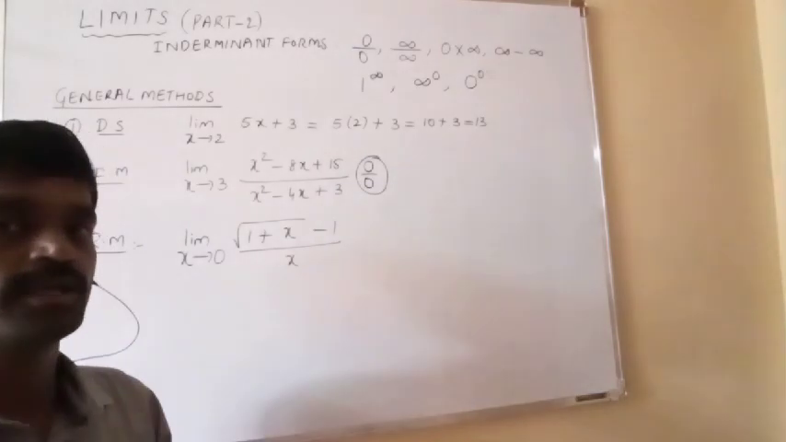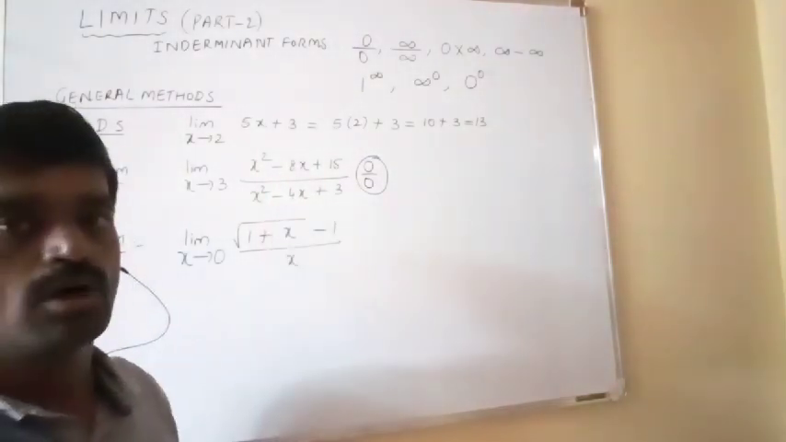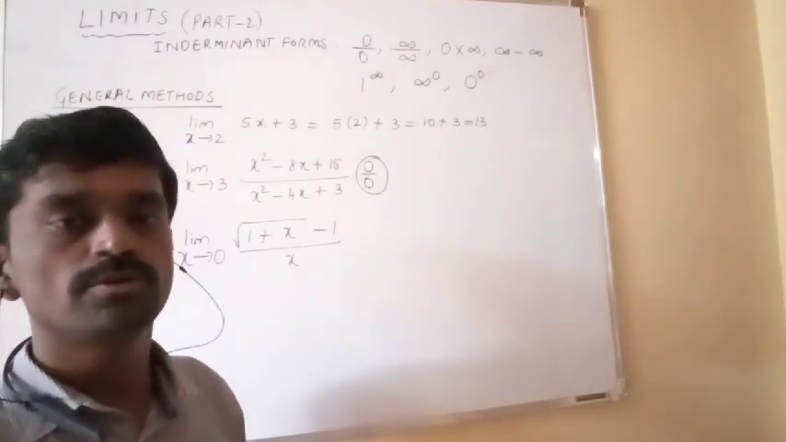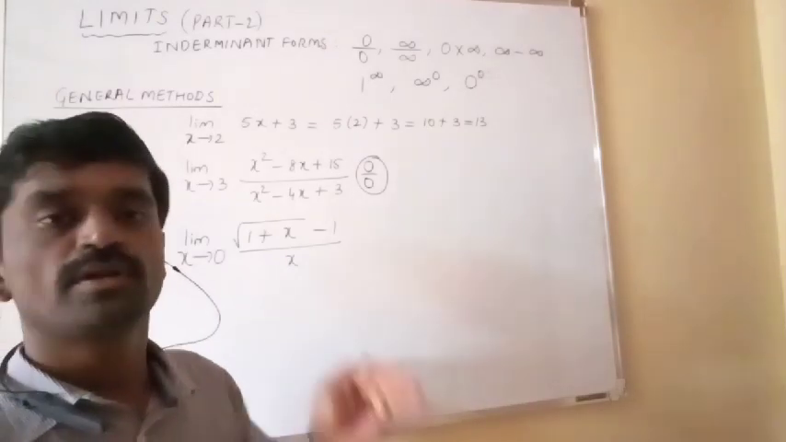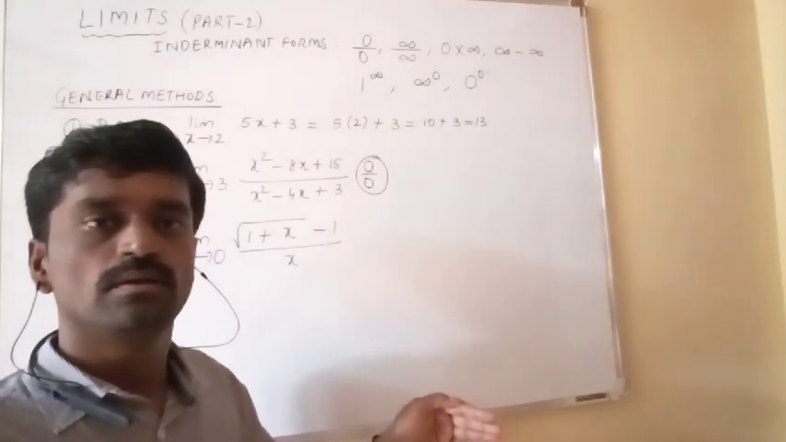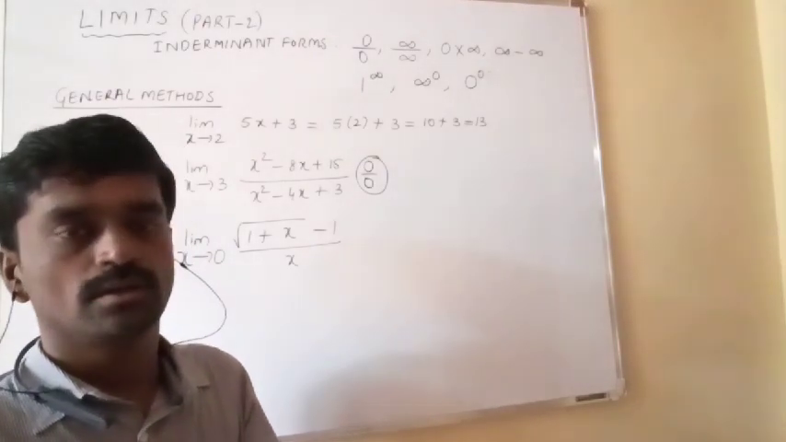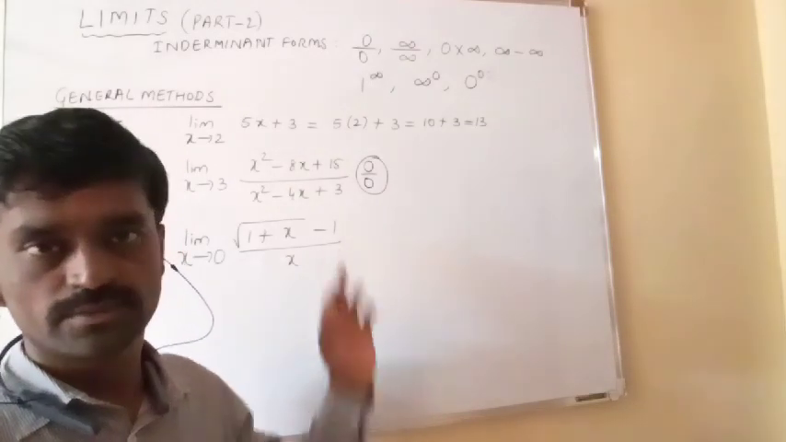Because after substituting x value 3, you are getting 0, it means the numerator and denominator common factor will be x minus 3. After cancelling that common factor, in the remaining part, if you put x value 3, you will get the limit of this function.